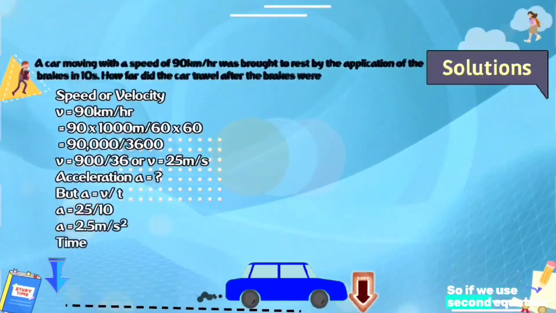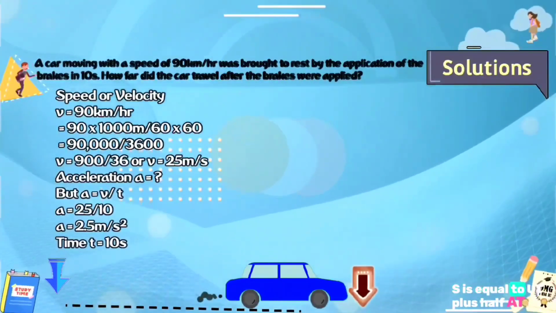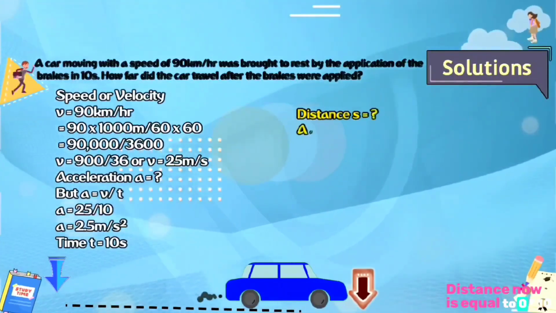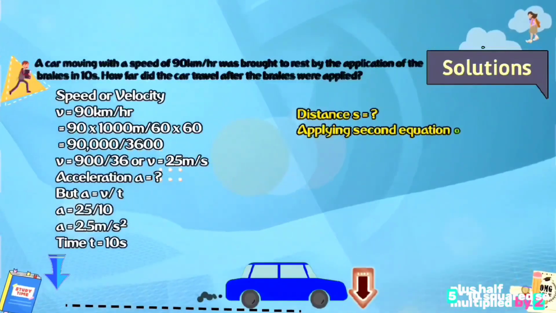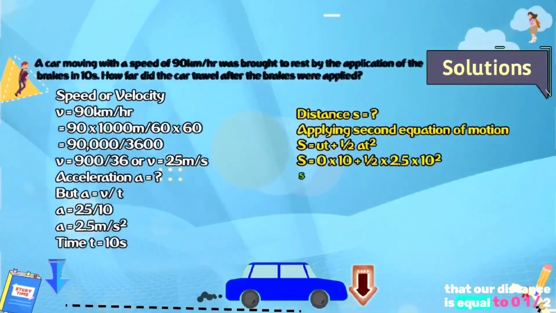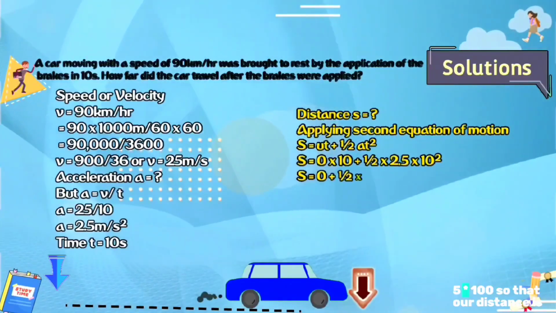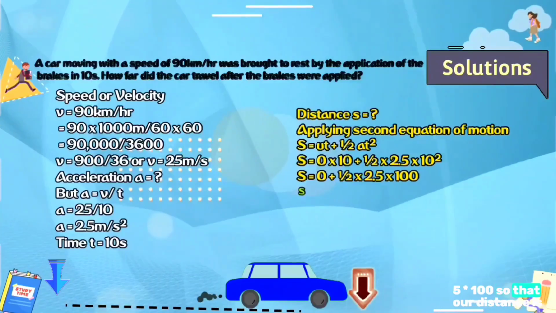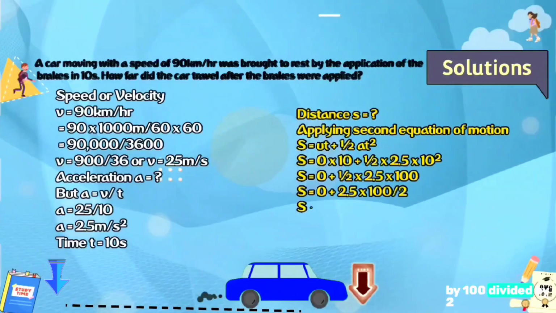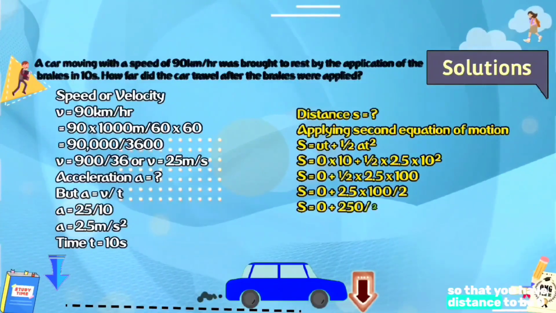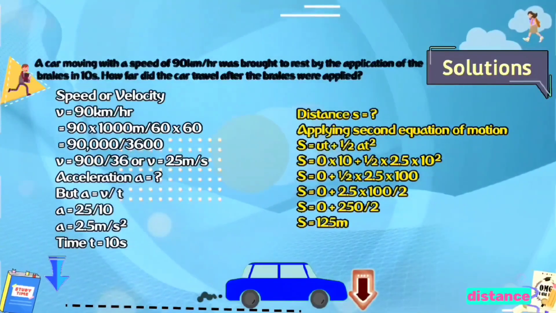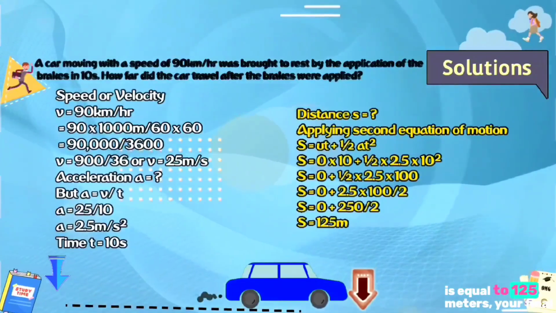So if we use the second equation of motion, S is equal to ut plus half at squared, distance now is equal to 0 multiplied by 10 plus half multiplied by 2.5 multiplied by 10 squared, so that our distance is equal to 0 plus 1 over 2 times 2.5 times 100. So that you have distance to be 0 plus 250 divided by 2. Then our distance is equal to 125 meters.